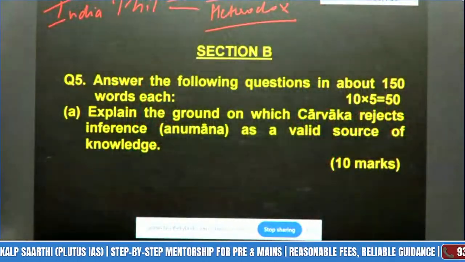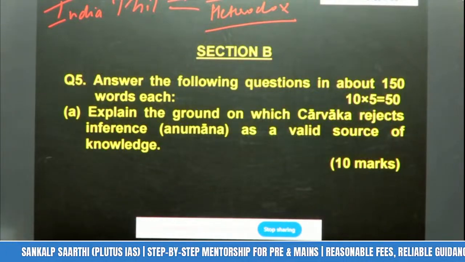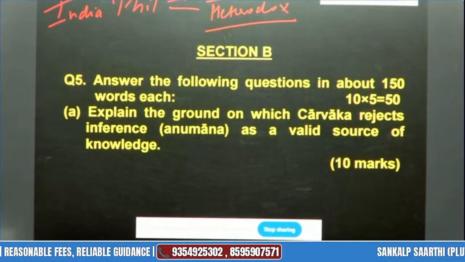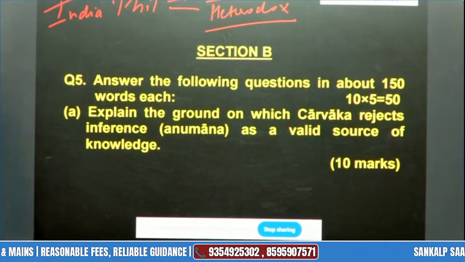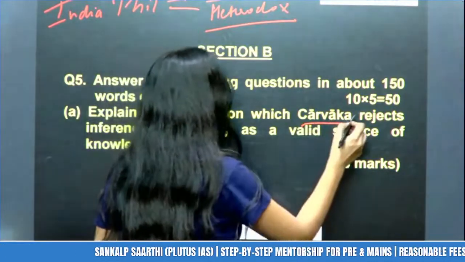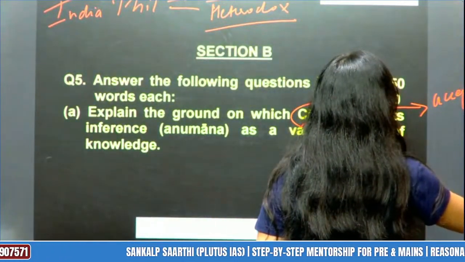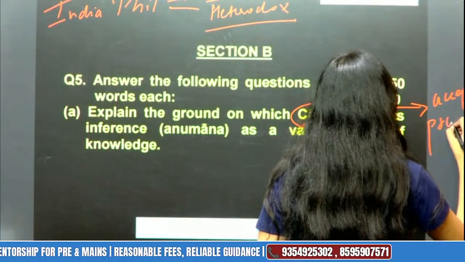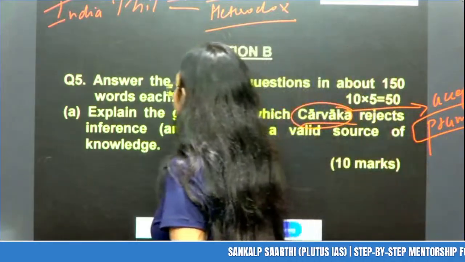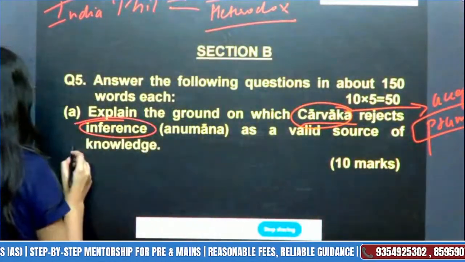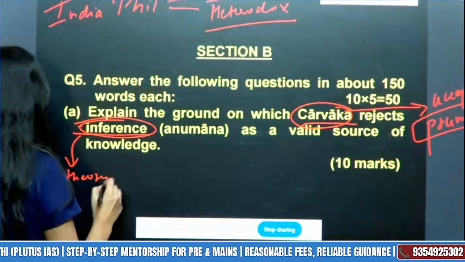Okay. So please read the question. Answer the following questions in about 150 words each. Explain the ground on which Charvak rejects inference, Anumana, as a valid source of knowledge. Now, when we talk about Charvak, he accepted only one thing. What did he accept? Pramana, right? Yes, ma'am. So his theory is actually based on rejecting inference.